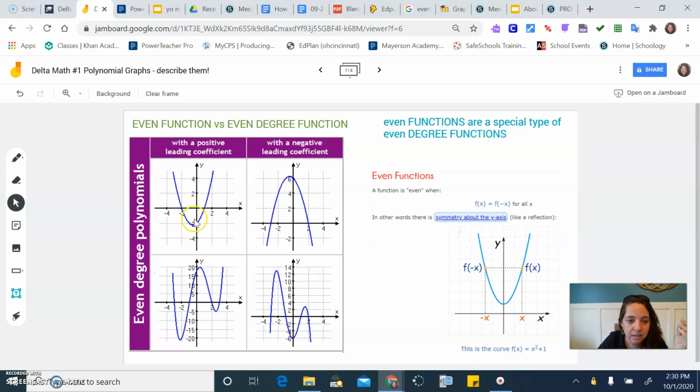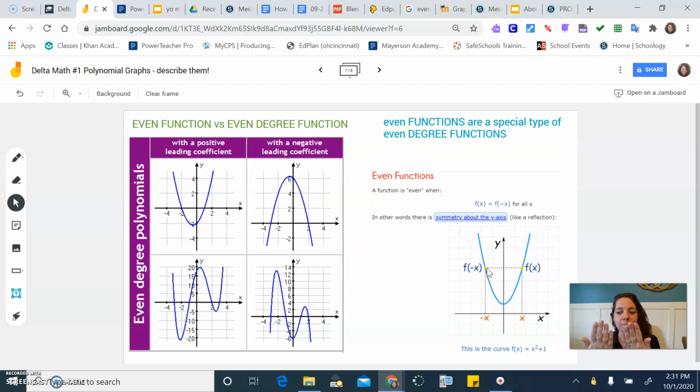But you'll notice their center could be anywhere. This is centered right here. This one doesn't have any kind of symmetry, right? This one doesn't have any kind of symmetry. This one is centered right here. An even function is a special type of even degree polynomial where the even function has some symmetry about the y-axis. So even though this is an even degree polynomial, this one is not an even function because it's off center. Okay. This one is an even function.